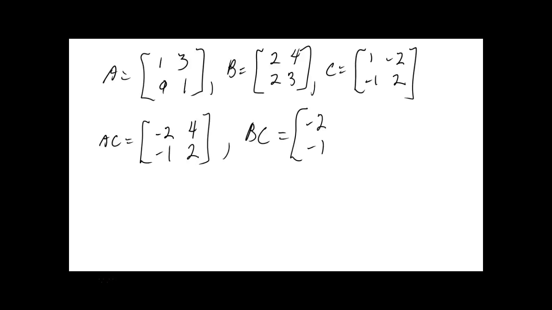And you got negative 4 plus 8, which is 4. And you got negative 4 plus 6, which is 2. Is that what you said? Okay, I couldn't hear. And guess what? Those are equal. AC is equal to BC. These are indeed equal.